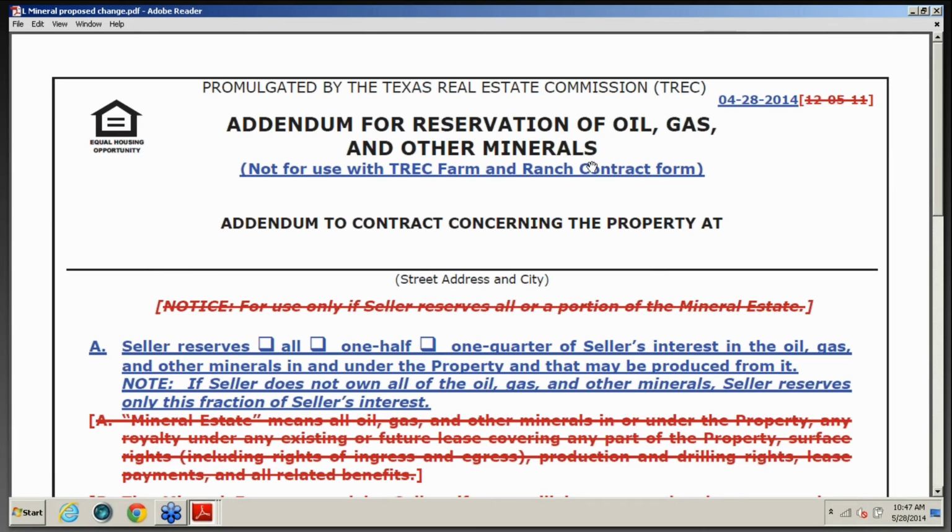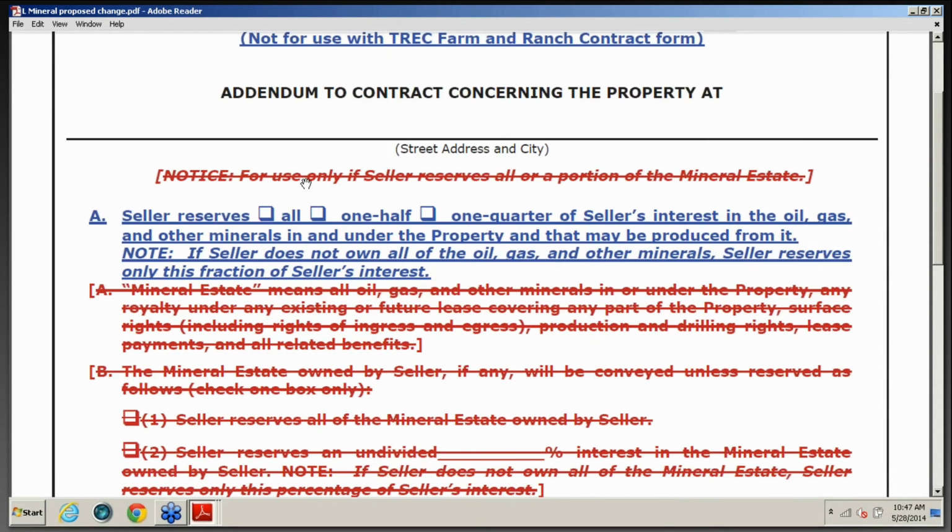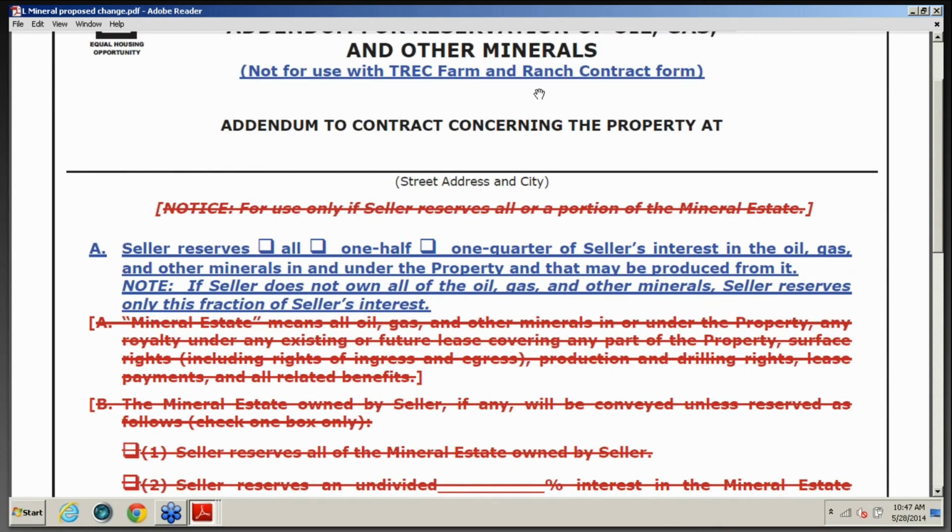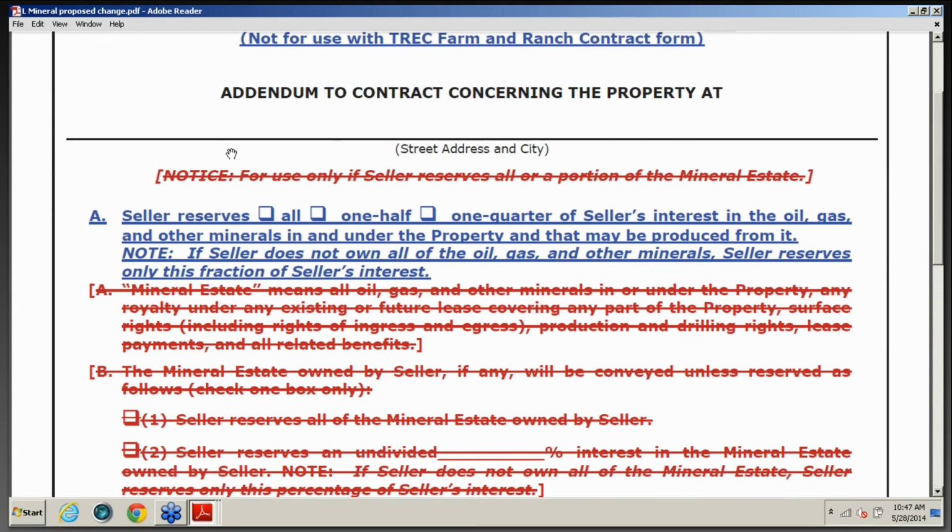But that's the way they're going to make it: you're going to have to either create a form through an attorney and attach it, or you're going to have to write something, God forbid, in special provisions. And I thought we were getting away from that. But it looks like that's the way it's going to go. So here are the new changes that they are considering currently.